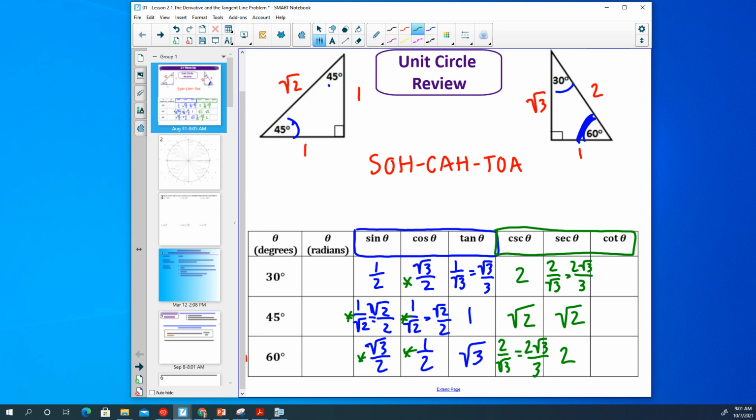All right, cotangent, we're going to take the reciprocal of the tangent ones. The reciprocal of 1 over the square root of 3 is just the square root of 3. The reciprocal of 1 is just 1. And the reciprocal of the square root of 3 is 1 over the square root of 3, which is square root of 3 over 3.